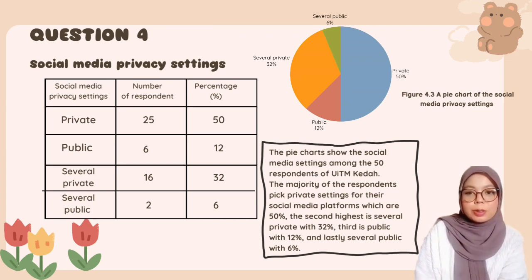The pie chart shows the majority of the respondents pick private settings for the social media platform, which are 50%. The second highest is super private with 32%. The third one is public with 12%. And lastly, super public with 6%.